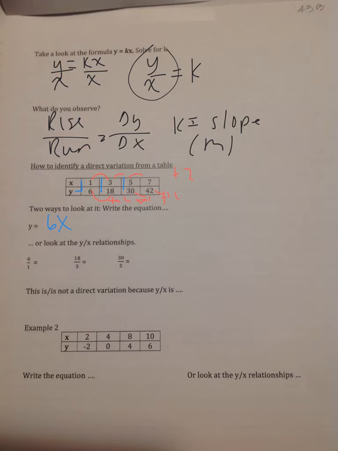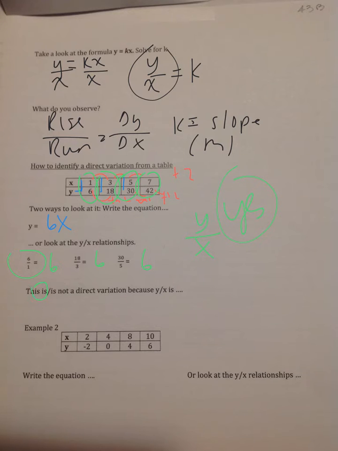That's one way we can look at it. The other way we can look at it is go back to the y over x. So we have, this one is right here, 6 divided by 1, 6. 18 divided by 3, 6. 30 divided by 5, 6. 42 divided by 7, 6. They're all the same. It's a direct variation. Yes.